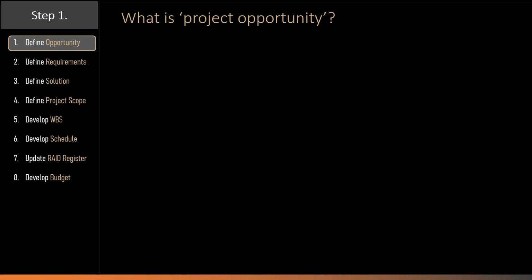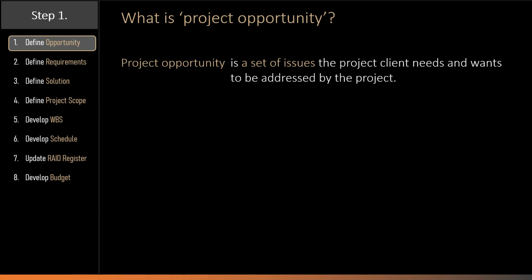Before we start planning how to execute a project, we need to be confident that we understand what the project is really meant to achieve. That starts with defining the project opportunity. So what is a project opportunity? Simply put, it's the set of issues, needs, or challenges that the client wants the project to address.